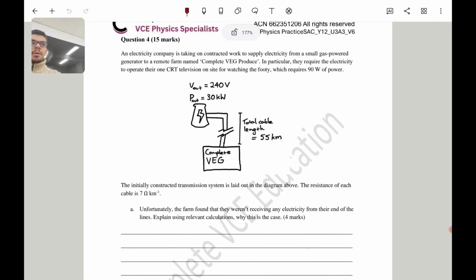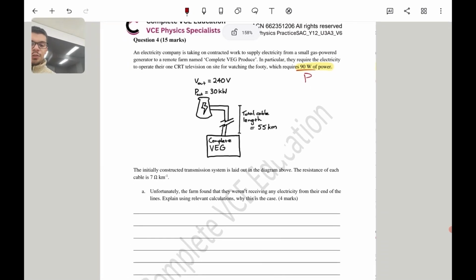An electricity company is taking on a contracted work to supply electricity from a small gas-powered generator to a remote farm named Complete VEG Produce. In particular, they require the electricity to operate their 1 CRT television on site for watching the footy, which requires 90 watts of power. The initially constructed transmission system is laid out in the diagram above. The resistance of each cable is 7 ohms per kilometer. So this is the resistance, but only per kilometer, so we have to keep this in mind.